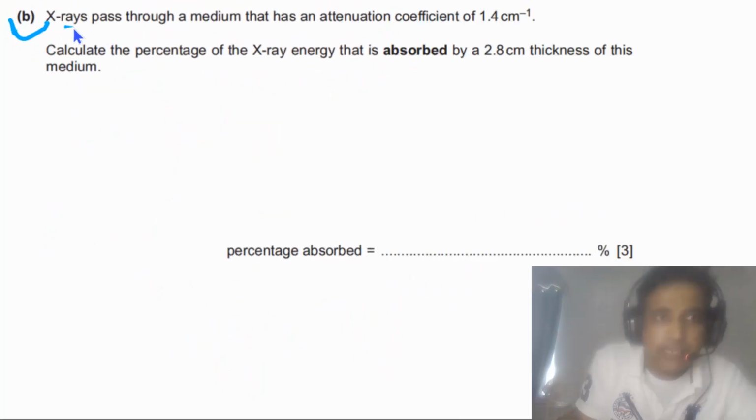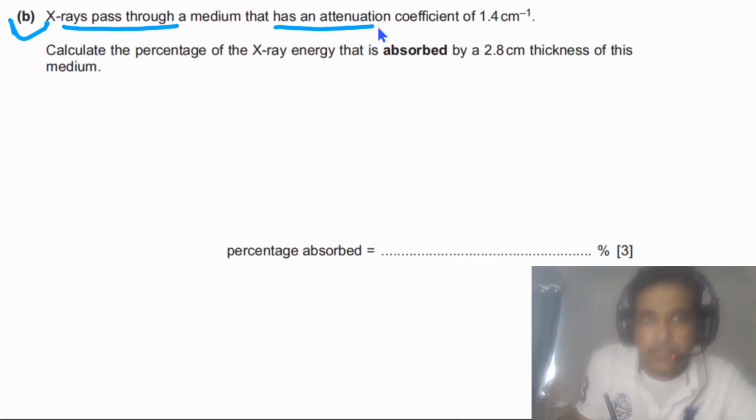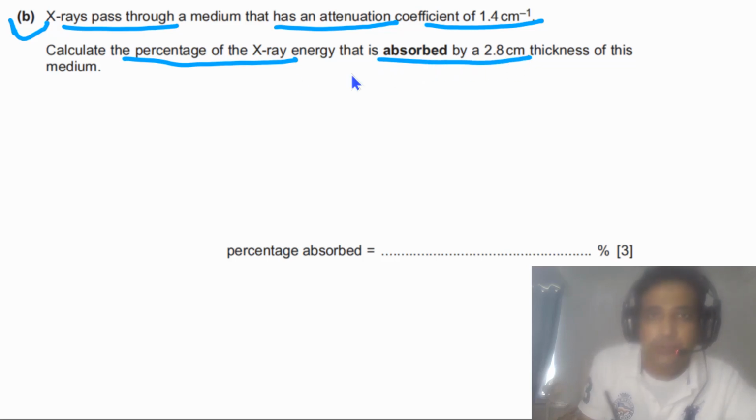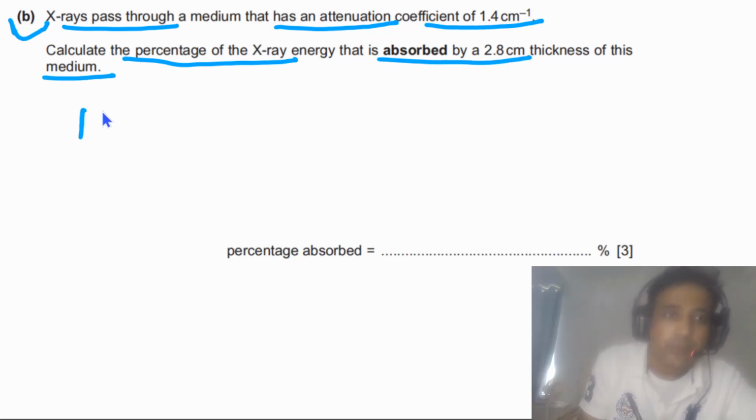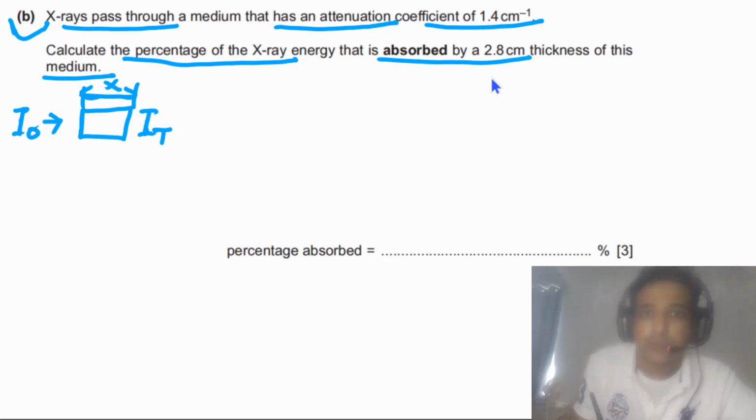Part B says X-rays pass through a medium that has an attenuation coefficient of 1.4 per centimeter. Calculate the percentage of the X-ray energy that is absorbed by 2.8 centimeters thickness of this medium. First of all, we can simply imagine this is our medium, the incident intensity is I naught and the transmitted intensity is I t, and the thickness of this medium is x. So the value of x is here, and this is the value of mu.